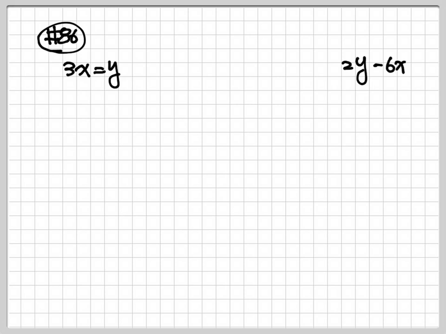Now let's look at the next question. Let's look at number 86. Number 86, we have 3x equal to y. The second line, 2y minus 6x is equal to 5. Okay, so put everything into the slope-intercept form. y is equal to mx plus b.